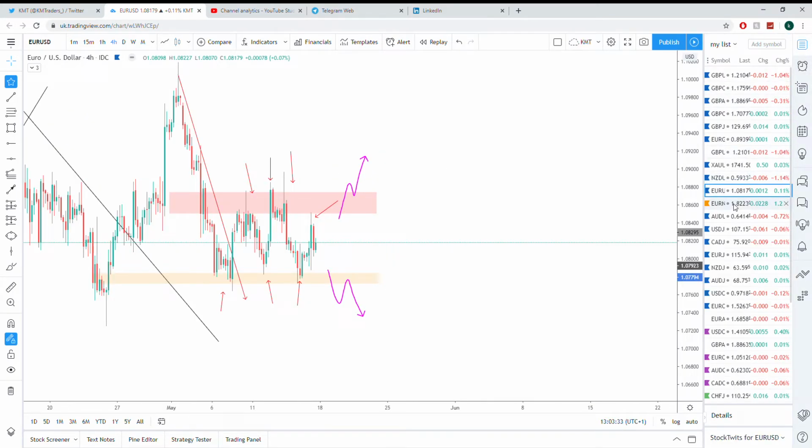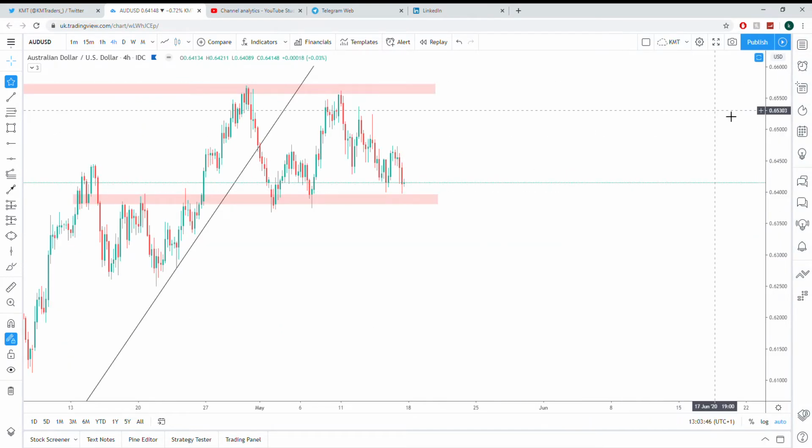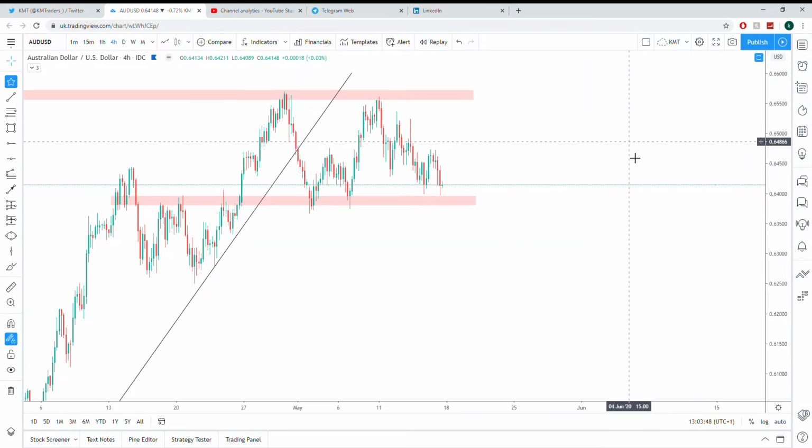Euro New Zealand dollar, we're actually looking to cover that video afterwards, so obviously just watch out for that video. We are looking to actually trade that this week. Now, Aussie dollar to the US dollar. This is a very interesting one again.